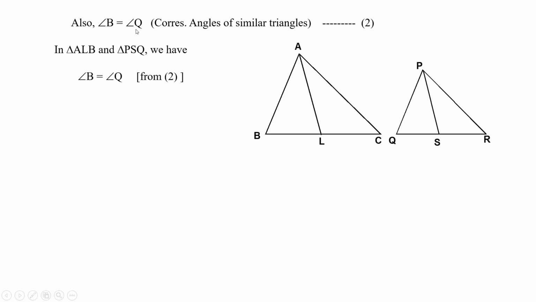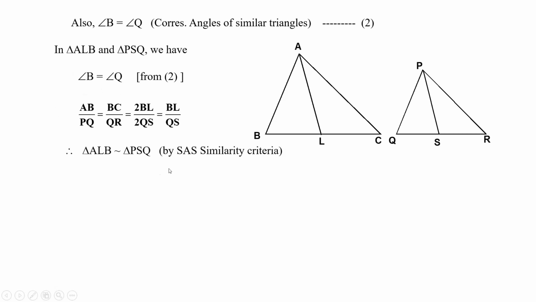First of all, angle B is equal to angle Q. Now AB upon PQ is equal to BC upon QR, दिया हुआ ऑलरेडी क्वेश्चन में. सो BC को हम लोग लिखेंगे 2 times BL, क्योंकि L जो है BC का मिड पॉइंट है, AL is the median. Similarly QR we can write 2 times QS because PS is the median, so S is the midpoint of QR. So यहाँ पे 2 कैंसिल हो जाएगा और BL upon QS मिल जाएगा. So these two triangles are similar by which criteria? SAS, because these two ratios are equal and included angle is also equal. So by SAS criteria these two triangles are similar.